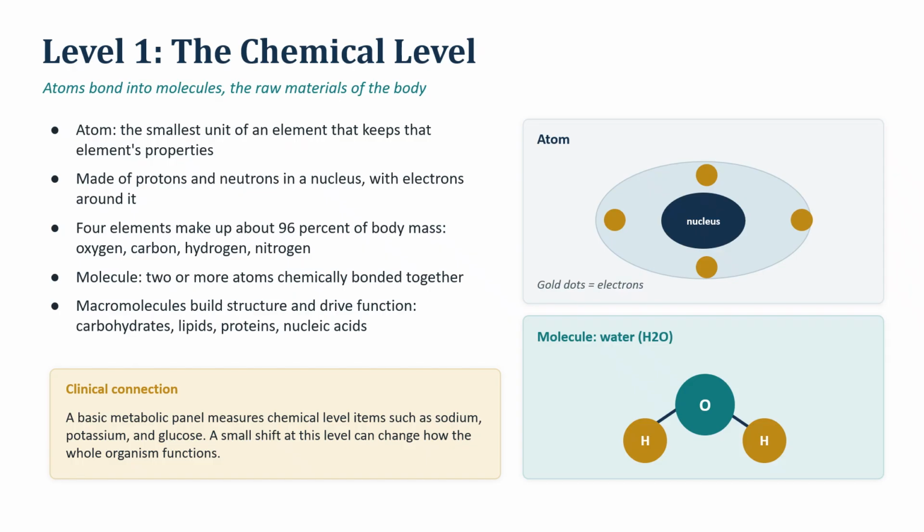When 2 or more atoms bond chemically, you get a molecule. Water is the example on the right. 1 oxygen atom bonded to 2 hydrogen atoms, and water makes up somewhere between 50 and 60% of adult body weight. Larger molecules, called macromolecules, do the heavy lifting in the body.